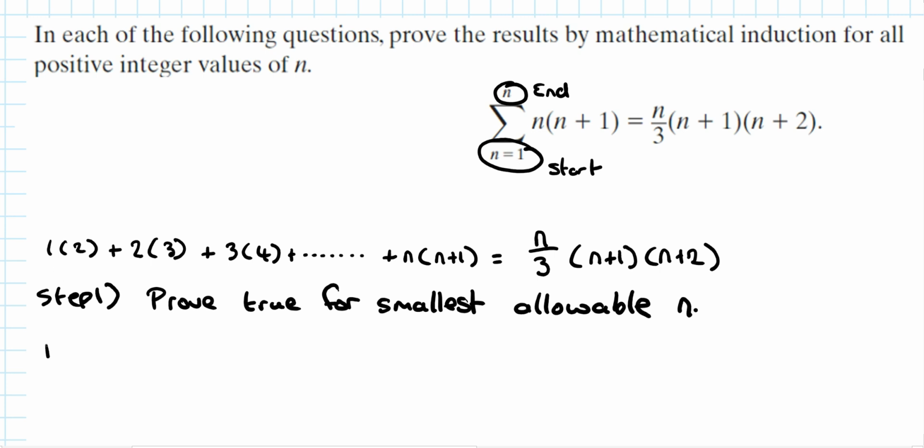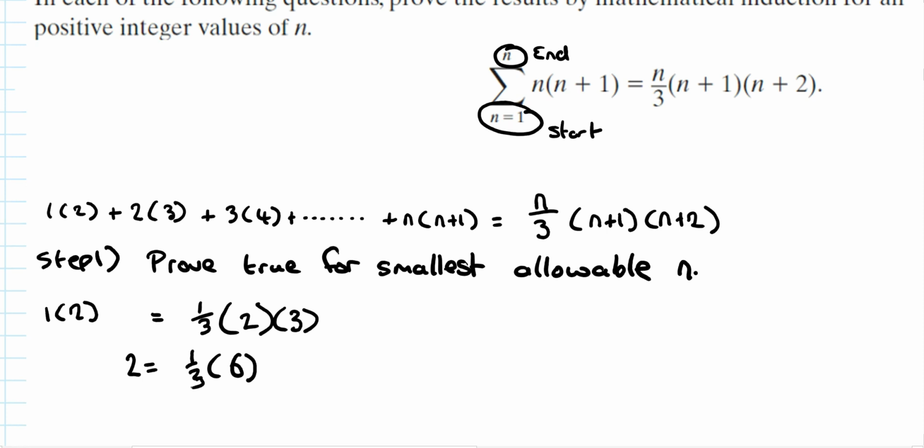So we're getting 1 bracket 2 is equal to, subbing in 1 over here, a third. This would be 1 plus 1 is 2. This would be 1 plus 2, which is 3. So 2 is equal to a third of 6. That's a third of 6. 2 is equal to 2. Therefore, true for n is equal to 1.